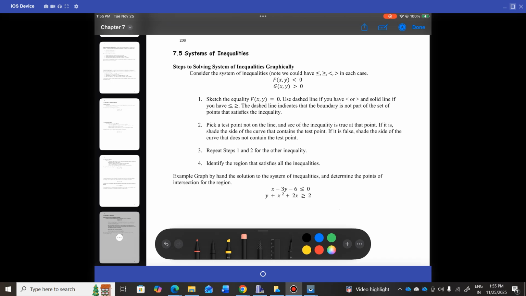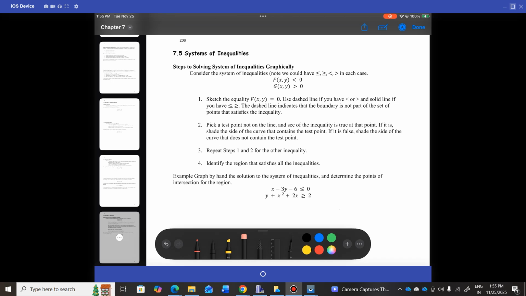Hi, this is Math 1350, and this video is over section 7.5, which is going to be on systems of inequalities. We're going to look at inequalities where you have less than or greater than or less than or equal or greater than or equal signs, and we'll have multiple inequalities. And the way we do this is for the first one, we're going to sketch the graph.